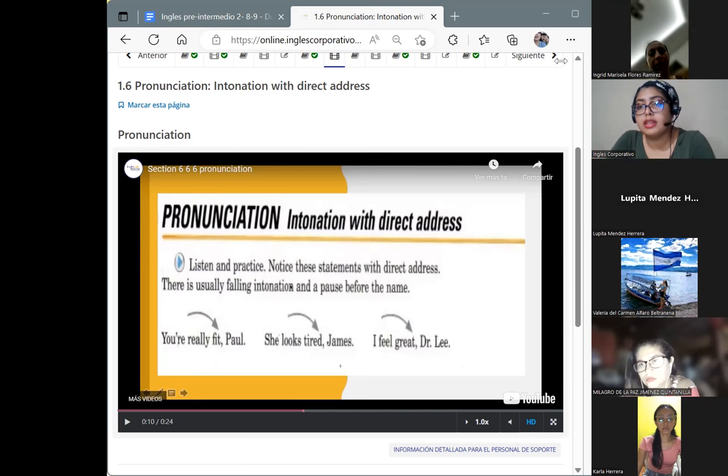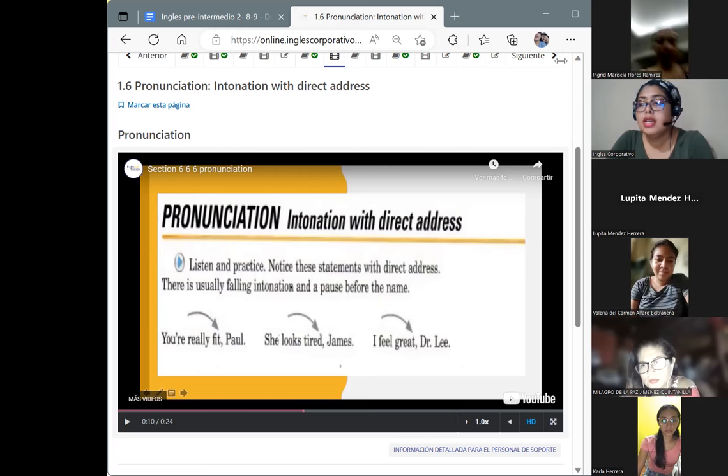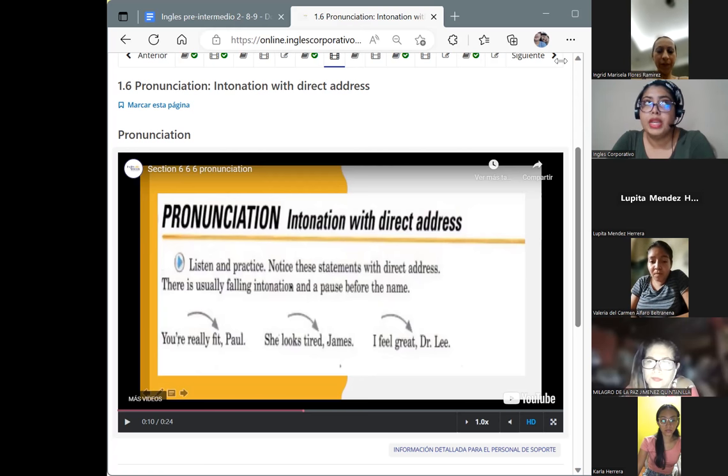In that case, you are not going to feel bad with that pronunciation that you have, because it is part of the way you speak in reality. So in that case, you need to focus on the different intonation that you are going to use, like in this case, when you are using intonation with a direct address.